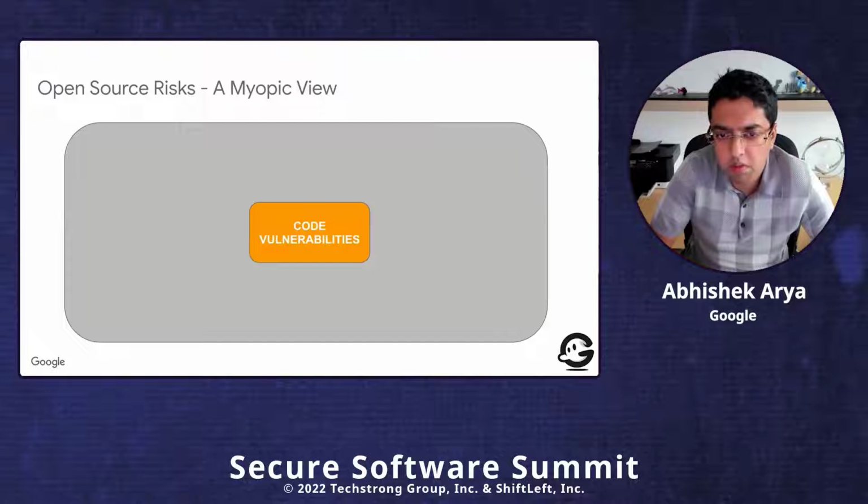The open source ecosystem is complex, and the same applies to the risks it brings in as well. A traditional or myopic view of these risks is that we just need to find all the security vulnerabilities in our code base, and if we tackle those, we reduce our risk significantly. That is not true for the open source ecosystem.